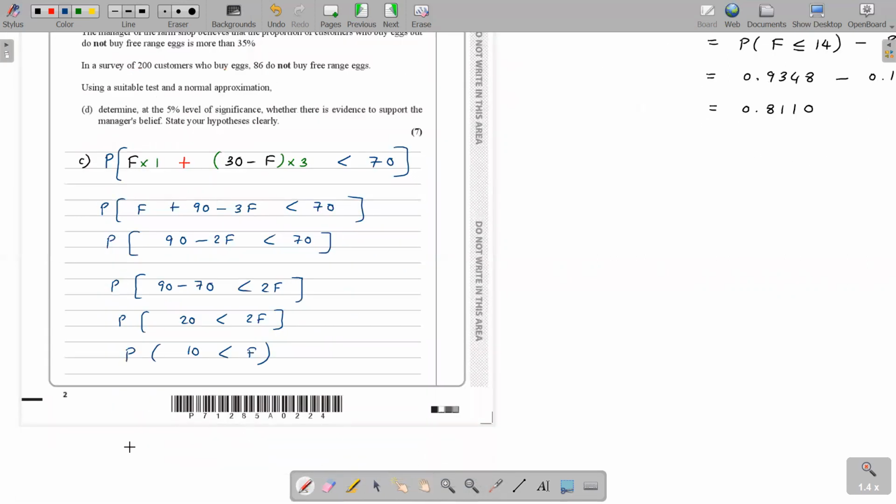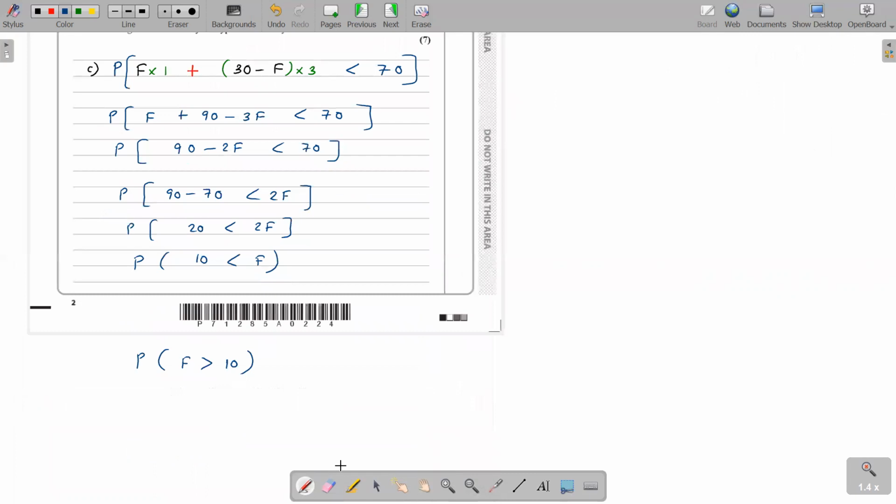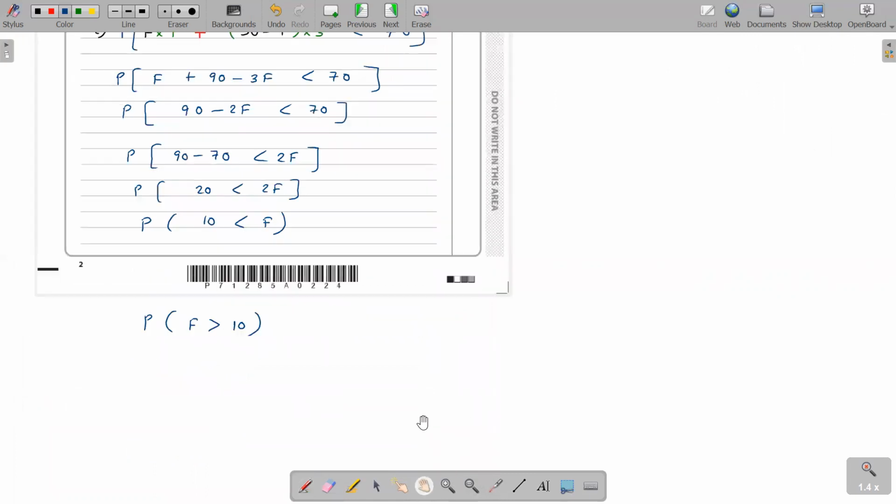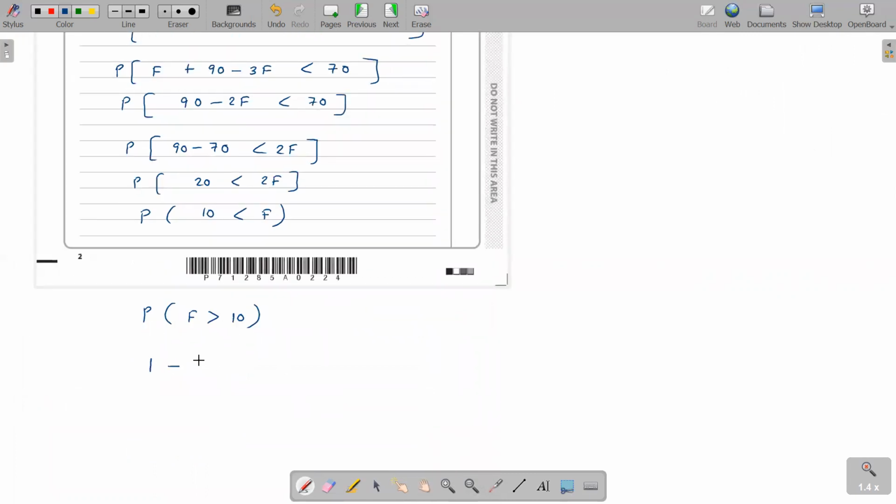Let's write it in the way that we are familiar with: the probability that F is greater than 10. So how do I get this probability? We need to use the cumulative probability table. F greater than 10, in other words, is 1 minus the probability F is less than or equal to 10, because the equal mark is not there. Okay, are you with me?